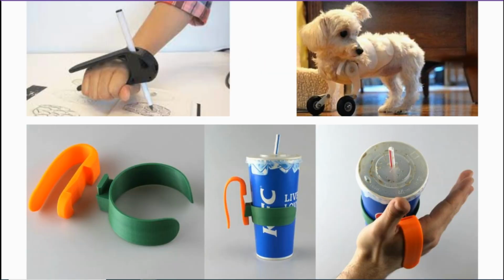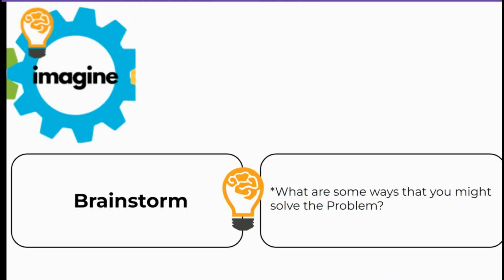And if you have access to a 3D printer, things like creating adaptive tech to help students or animals who are differently abled can be a really fun and engaging project that will help others. Next, brainstorm. What are some ways that you might solve that problem? Consider using tools that you have available around the classroom or home.